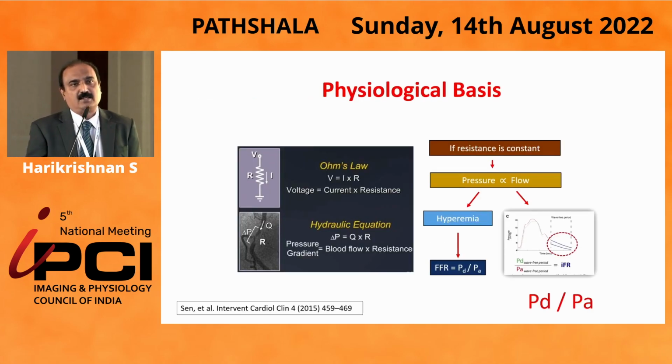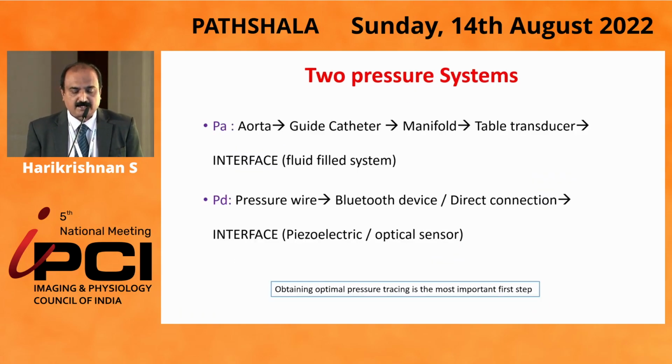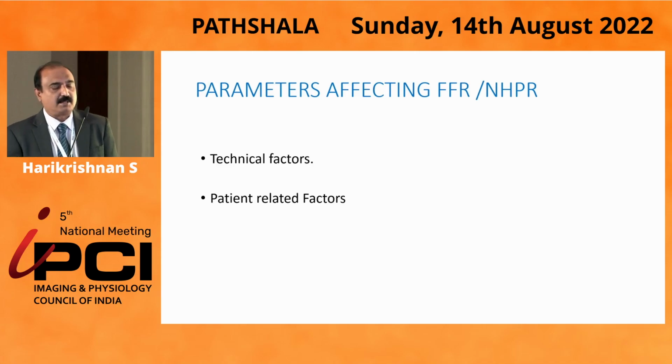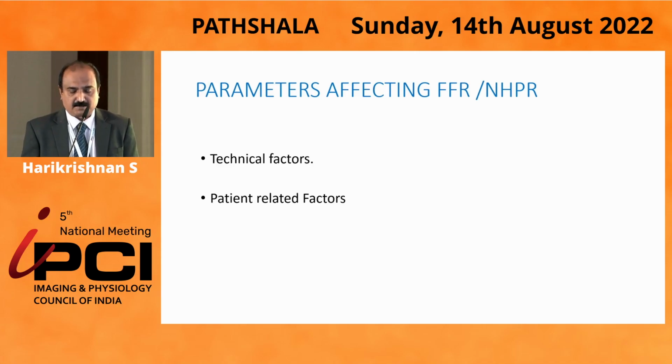We know the final formula is Pd by Pa. The Pa is the aortic pressure, and the Pd is the pressure obtained from the pressure wire. The parameters affecting FFR or non-hyperemic pressure ratio are technical factors and patient-related factors.